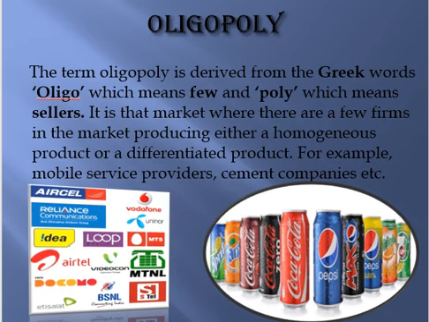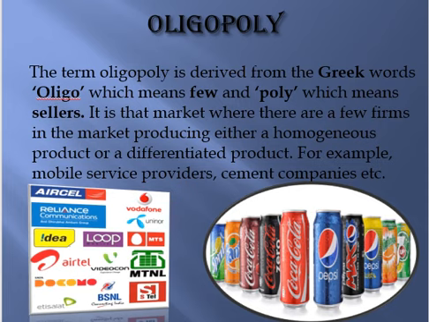Let us have a detailed discussion on the meaning of oligopoly and have a quick look at the features as well. The term oligopoly is derived from the Greek word, just as monopoly has its Greek origin. Similarly, oligopoly also has a Greek origin, where oligo means few and poly means sellers. So when we combine few sellers, we talk about oligopoly.